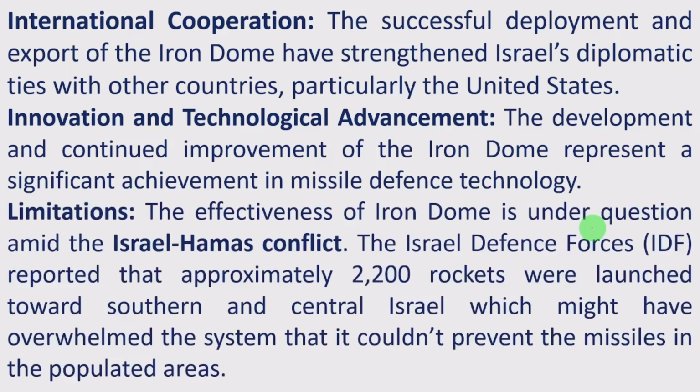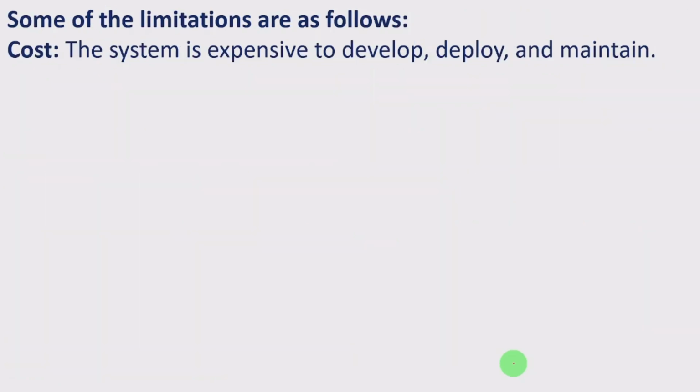Limitations. The effectiveness of Iron Dome is under question amid the Israel-Hamas conflict. The Israel Defense Forces, IDF, reported that approximately 2,200 rockets were launched towards southern and central Israel, which might have overwhelmed the system, so that it couldn't prevent missiles from hitting populated areas. I'll discuss further the limitations. Some of the limitations are as follows.